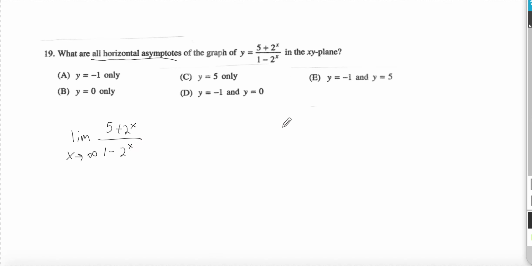All right, we need that limit. We also need the limit in the negative direction. Go ahead and pause the video and try both of these limits. See what you would get when we evaluate each of these limits.